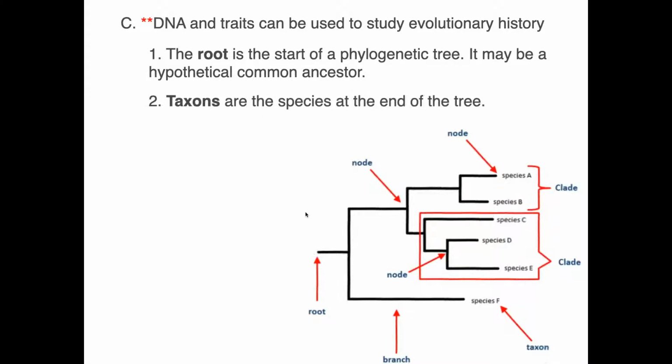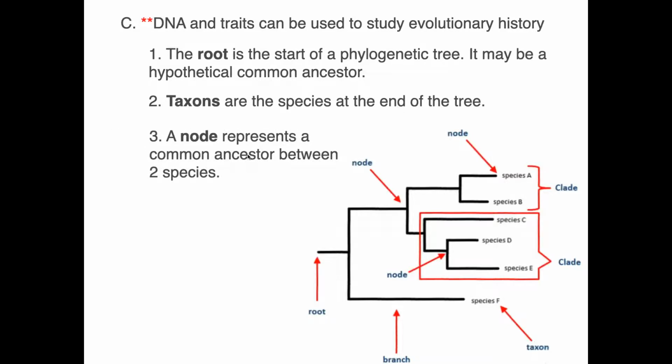Now, taxons are the species that we find at the end of the trees. So species F, species E, species D, all of the lettered ones, are called taxons because those are species that we know of at the end, on the opposite side of our tree. A node represents a common ancestor between two species. Each one of these little forks has a node, so all of these little things would be nodes.